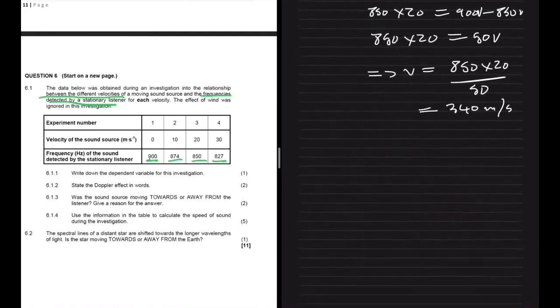Yeah, that's it for that question. Let's move ahead. 6.2. The spectral lines of a distant star are shifted towards the longer wavelengths of light. Is the star moving towards or away from the Earth? It's moving away from the Earth. It is shifted towards the longer wavelengths, so it is shifted towards the red end of the spectrum. It's a red shift, and the red shift occurs when a star is moving away from the Earth.